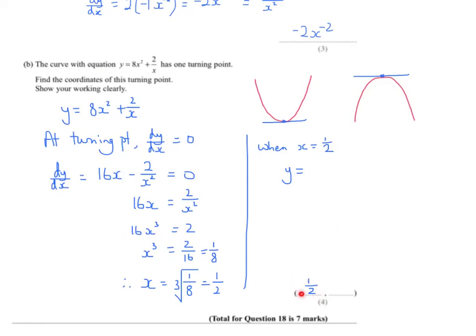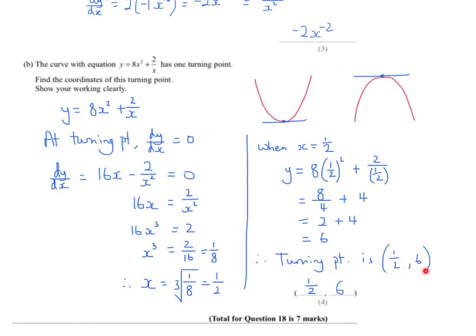I now need to find the y coordinate, so when x equals a half, I can plug it into this formula. So I've got y equals 8x squared, so 8 times a half squared, plus 2 over x, so 2 over a half, which is 8 times a quarter, so 8 over 4, plus 2 divided by half is the same as 2 times 2, which is 4. So I've got 8 over 4, 2 plus 4, which is 6. So I can say my turning point has coordinates a half and 6.